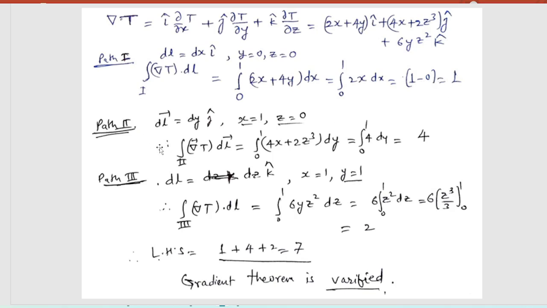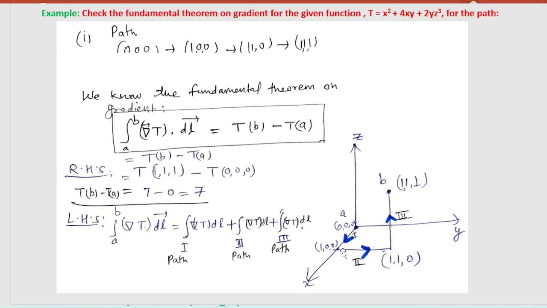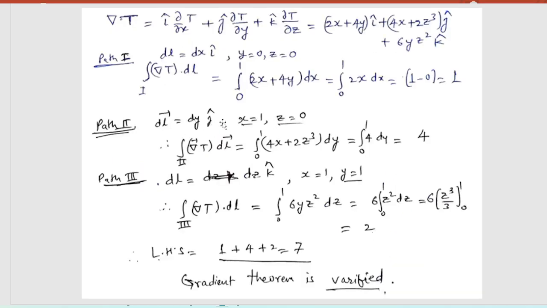Part 2: in part 2 only dl vector is changing, in the dy direction, so dl will be dy j cap. Here x is equal to 1, constant, and z equal to 0, that is constant. Only y varies, so we put the limit for y from 0 to 1 dy, and del dot T was 4x plus 2z cube for the j cap direction. So j cap will give this value, other things will give 0. Putting z equal to 0 and x equal to 1, it is 4 dy, and that is 4.